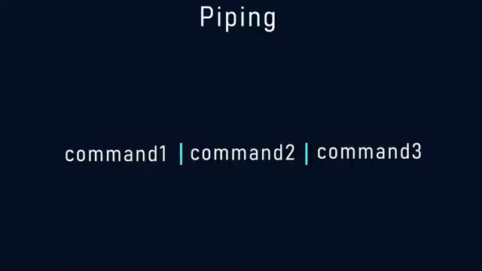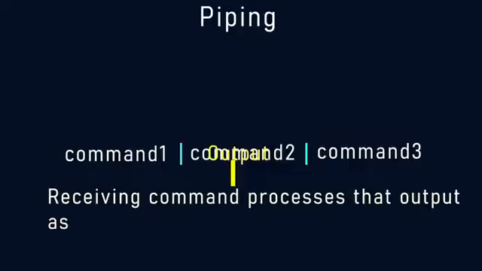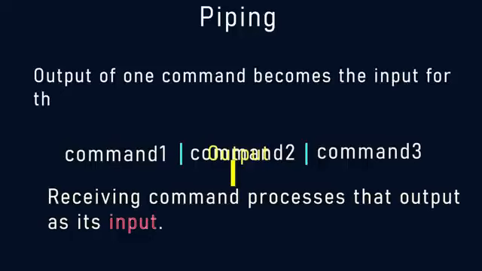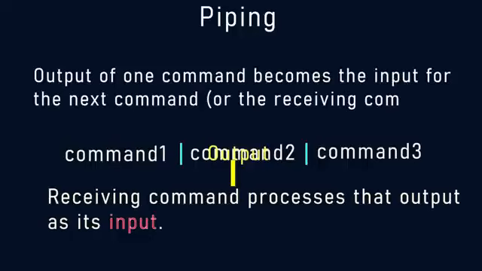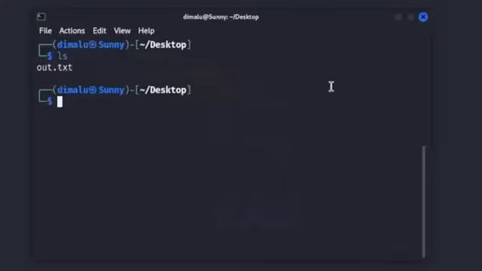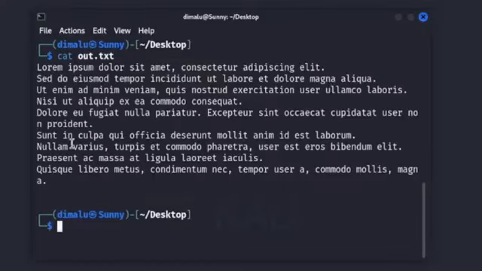When one command sends its output to another command, the receiving command processes that output as its input. This essentially means that the output of one command becomes the input for the next command, or the receiving command. Now let's jump into the practicals. Here I have this out.txt file. Let me get out its contents. This is the output of this cat command, right?